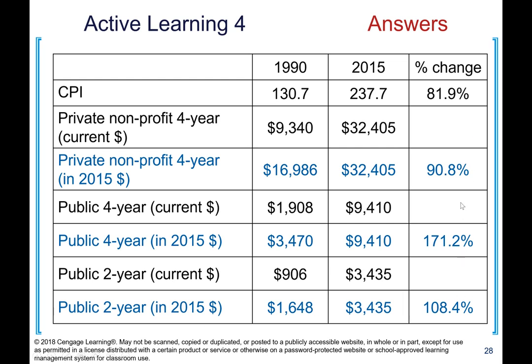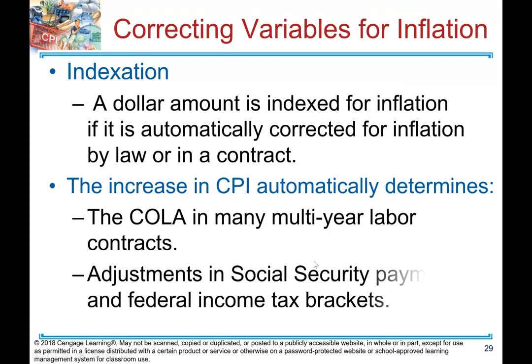So when they say the cost of higher education in the United States has considerably gone higher, this is the evidence right here. Okay. Indexation. A dollar amount is indexed for inflation if it is automatically corrected for inflation by law or in a contract. The increase in CPI automatically determines the COLA in many multi-year labor contracts, COLA being cost of living adjustment. Adjustments in Social Security payments and federal income tax brackets.